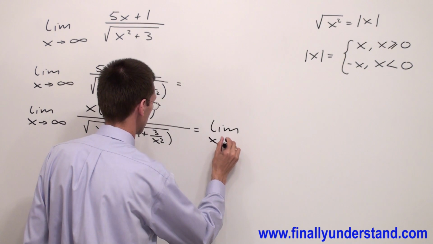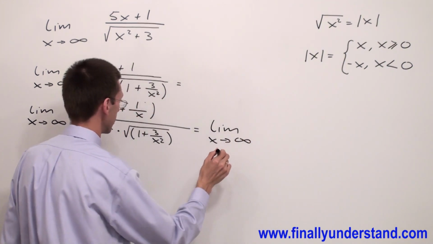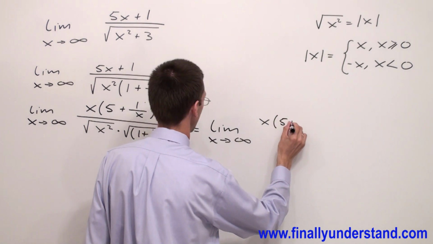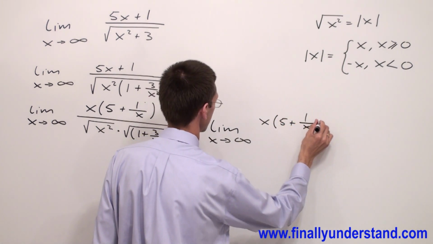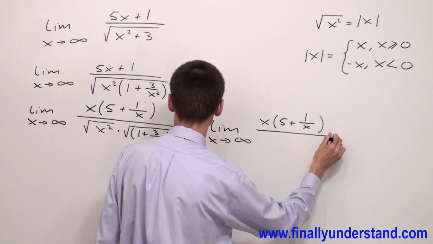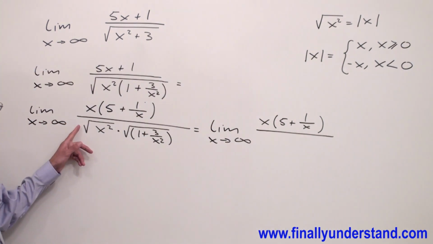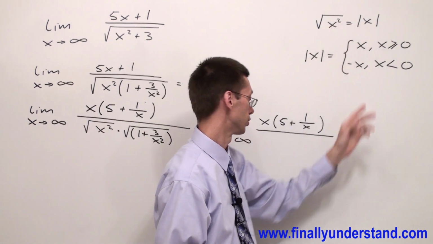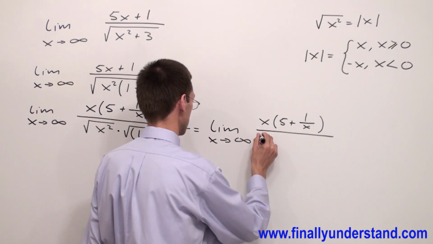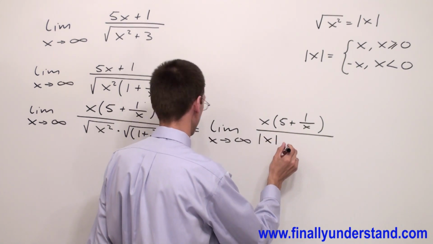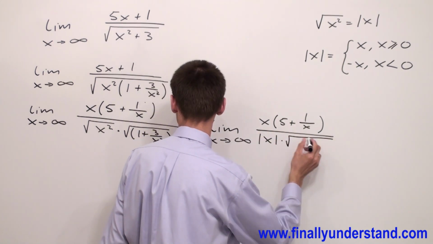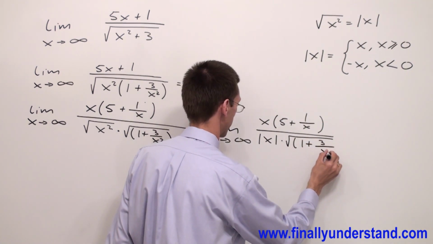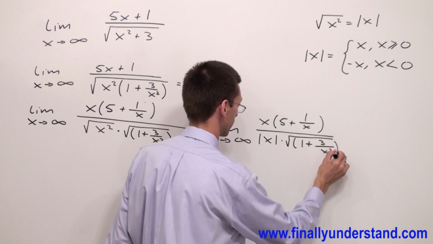This is going to be equal limit with x going to infinity, and I'm going to copy the numerator 5 plus 1 over x over square root of x squared, which is equal to the absolute value. You have to remember this rule. So I'm going to write simply absolute value of x times square root of 1 plus 3 over x squared.